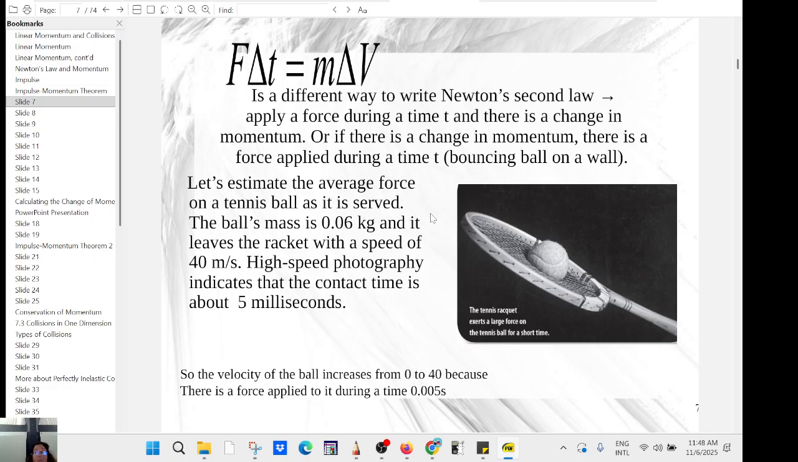Okay? So there are a lot of applications in sport. For example, when you're going to hit a tennis ball, you don't just kick quickly, right? Because you cannot increase your force. Okay, you cannot increase the force. But to increase the momentum, what is it that you can increase? The time. You're going to follow through.